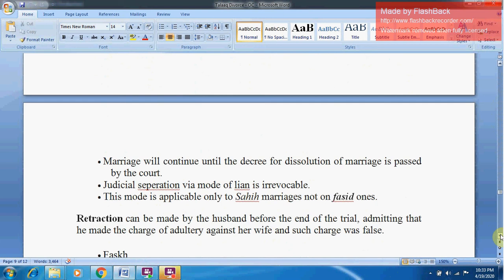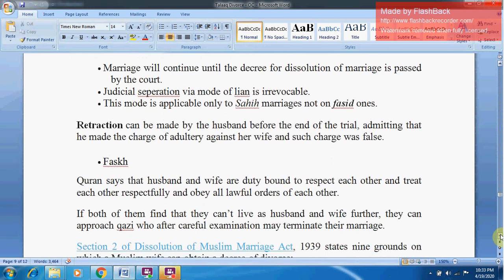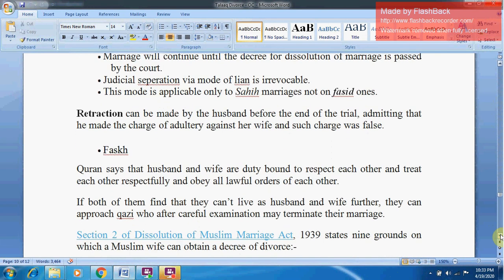And the last point is this mode is applicable only to the sahih marriage, not on fasid ones. I repeat, the last point, this mode is applicable only to the sahih marriage, that is a valid marriage, not on fasid ones, that is called irregular marriages. Retraction can be made by the husband before the end of the trial, admitting that he made the charges of adultery against his wife and such charges were false. This retraction can be made and at that time the divorce cannot be granted.